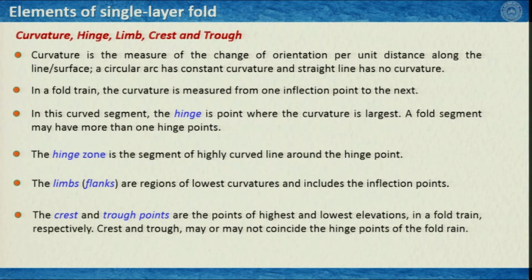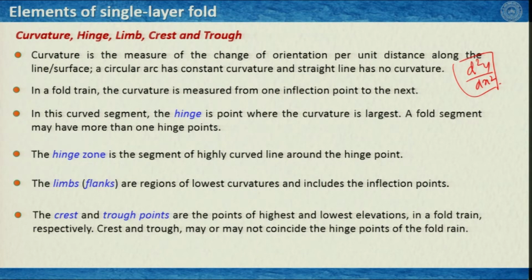We know that curvature is the measure of the change of orientation per unit distance along the line or surface. That means that in a circular arc, if I draw a circle, the orientation is continuously changing and the curvature is constant. Mathematically, curvature is defined as d2y by dx2. A straight line, when you consider it, has no change in curvature, because at any segment of this line the orientation does not change as you proceed along the line.